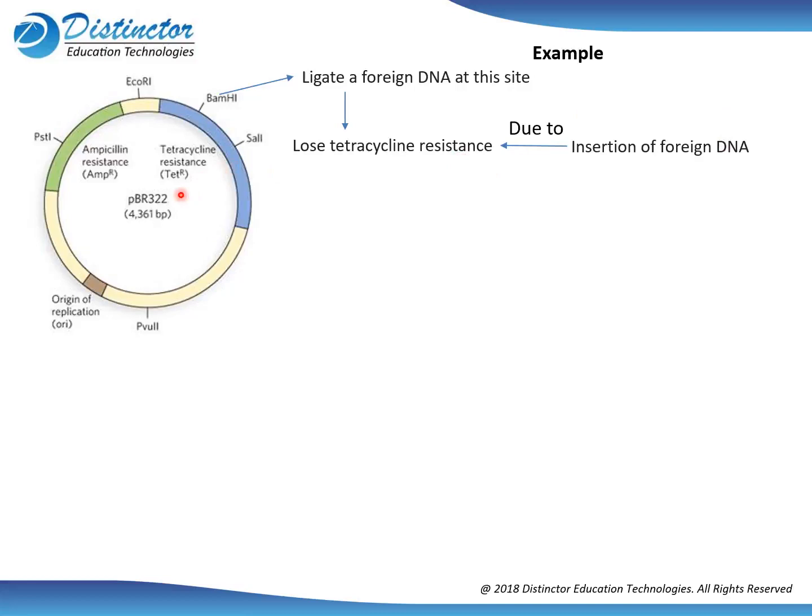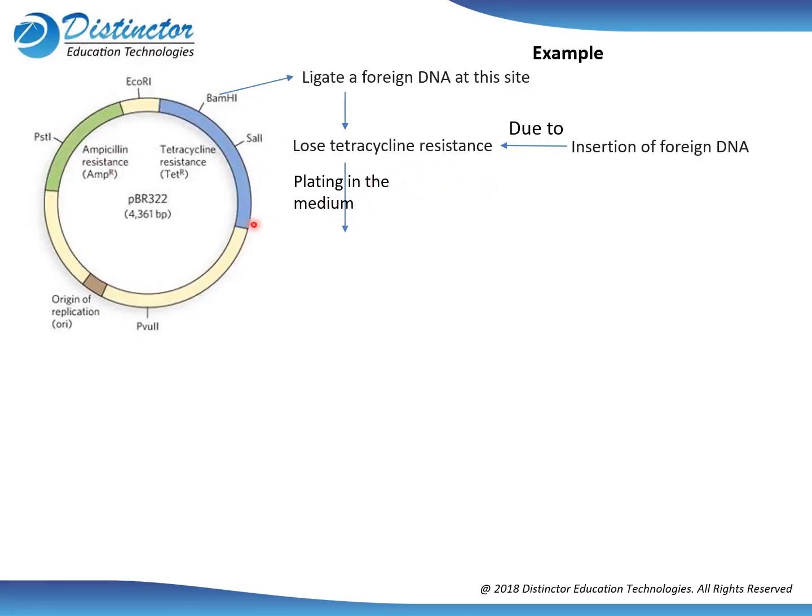So in the cloning vector, the two antibiotic resistance genes are the ampicillin resistance gene and the tetracycline resistance gene. Ampicillin and tetracycline are antibiotics. If they have this resistance gene, they can grow in that medium. So when we introduce a foreign DNA in the tetracycline resistance gene area, they lose tetracycline resistance.